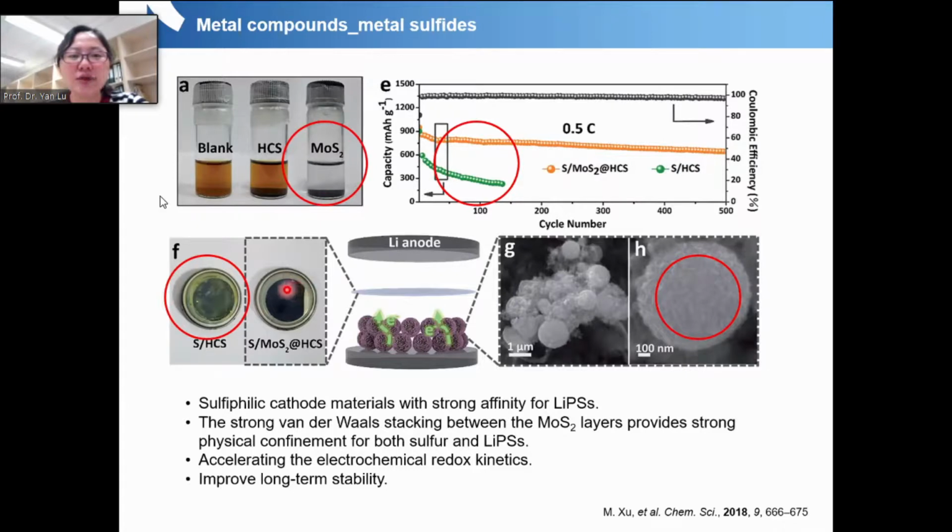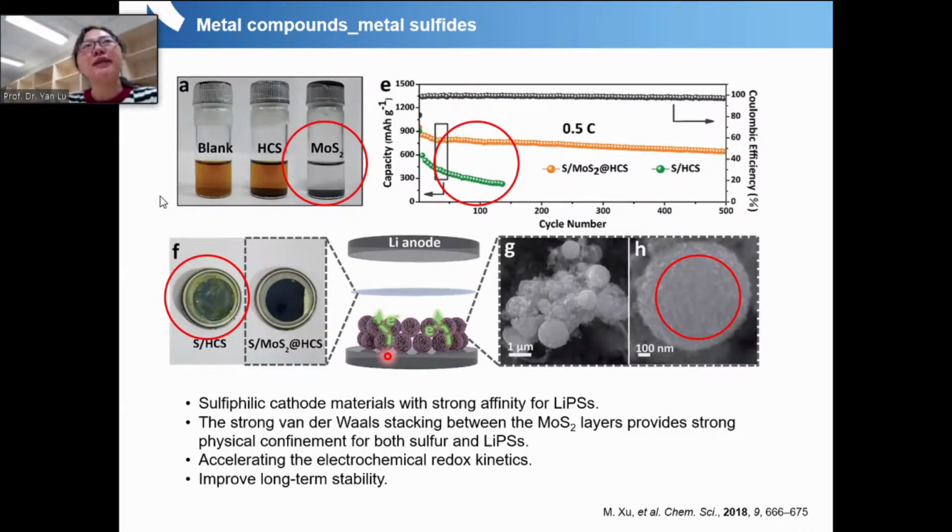In the case of the molybdenum disulfide, you see the electrode is very clean. So this is also an improvement. The molybdenum disulfide has a strong affinity with polysulfide. And there is also another very important topic under discussion now.